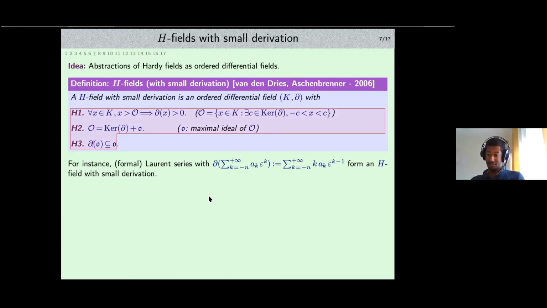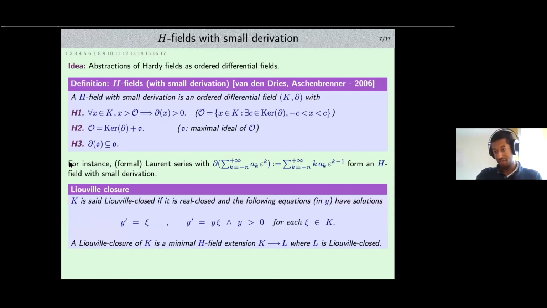So Hardy fields are H fields, as we saw, and for another example, which is similar but different, you can take formal Laurent series. So you order them by saying that a series is positive if the first non-zero term of the series is positive. You get another field, and if you take the standard derivation, then you actually get an H field, which is not, at least in a canonical or evident way, a Hardy field.